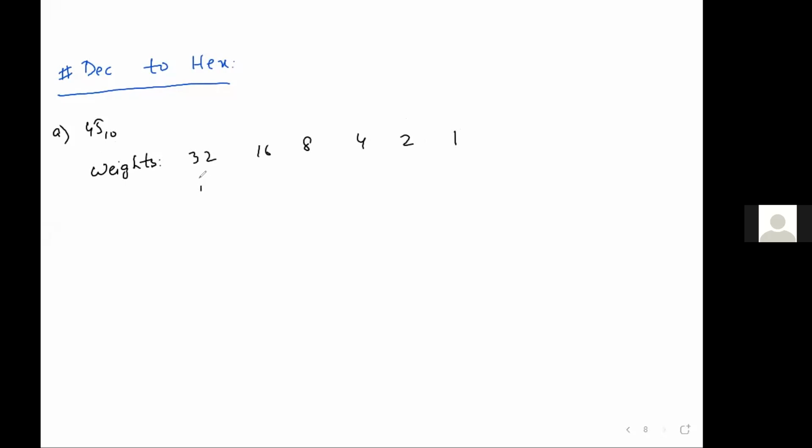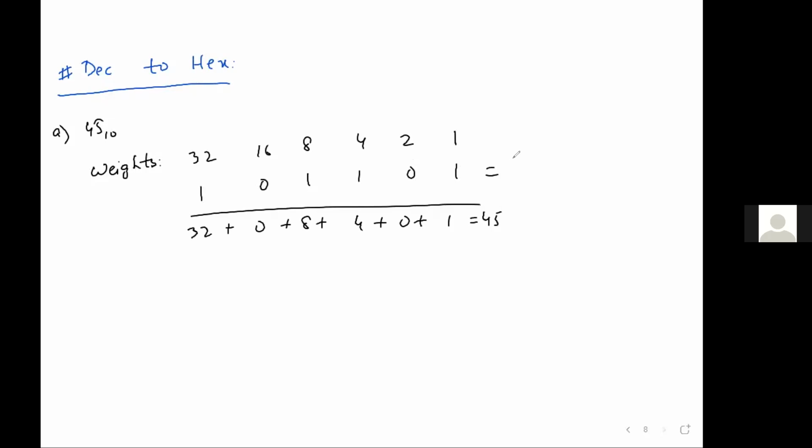So do I need 32? Yes, sir. Do I need 16? No, sir. Do I need 8? Yes, sir. Do I need 4? Yes, sir. Do I need a 2? No, sir. Do I need a 1? Yes, sir. Simple. So if you add now, you will see 32 plus 0 plus 8 plus 4 plus 0 plus 1 will give you 45, and this is your binary 1 0 1 1 0 1.